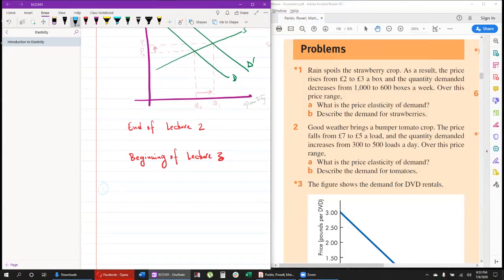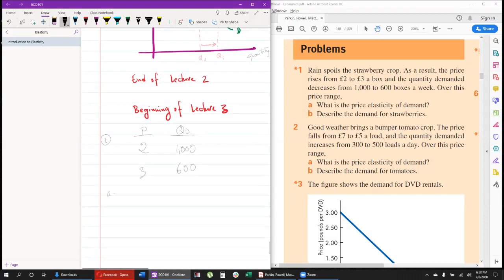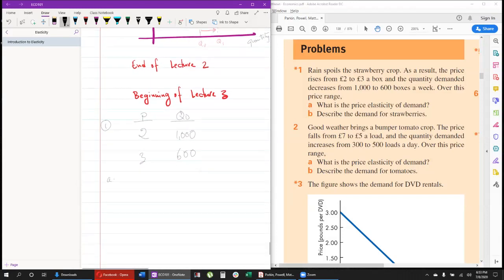Okay, I'll just use a different ink. So question number 1: rain spoils the strawberry crop and as a result the price rises from 2 to 3. Okay, so the price used to be 2, it's gone up to 3, and quantity demanded has fallen. It used to be 1,000, it has fallen to 600. So part A, what is the price elasticity of demand?